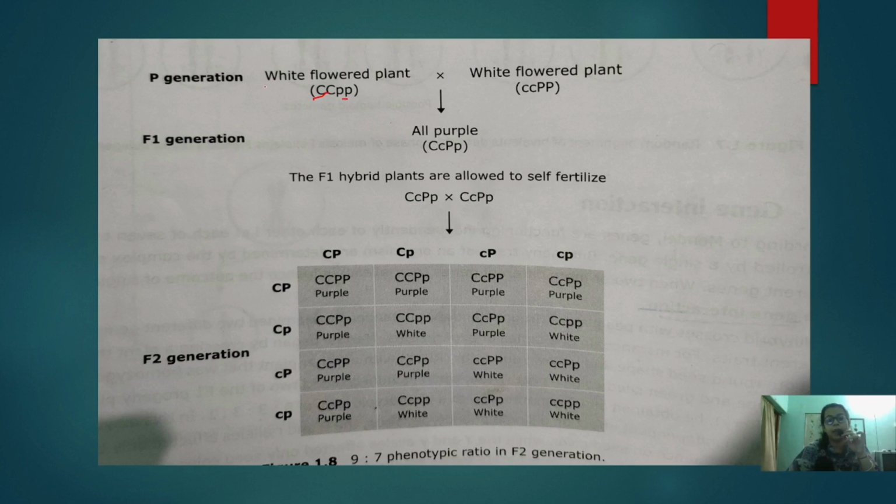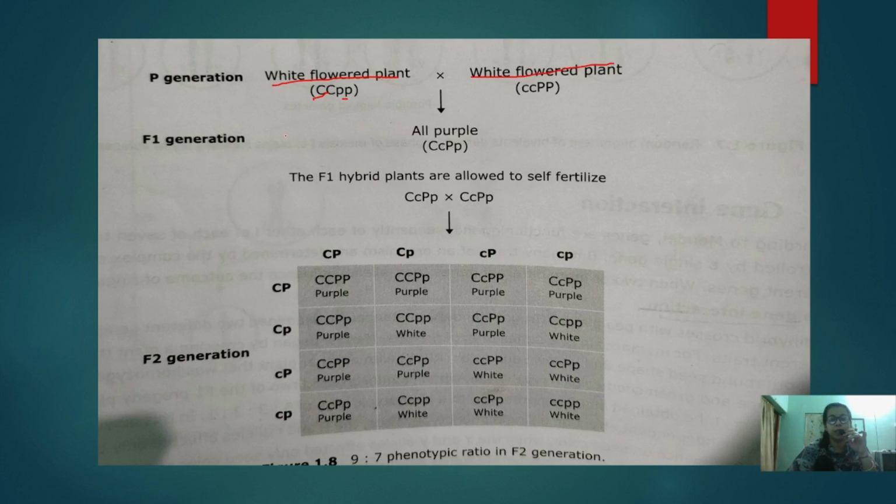Okay, so when he took the white flower plant, you must be wondering why this capital C is present but it is a white flower plant. As I have already told you, if a single capital C is present, then it cannot produce a purple color. Here also you can see only capital P is present, no capital C is present, that's why a white color flower is produced.